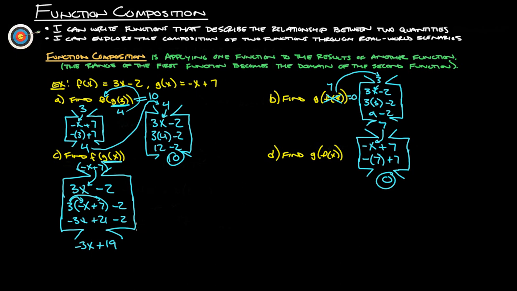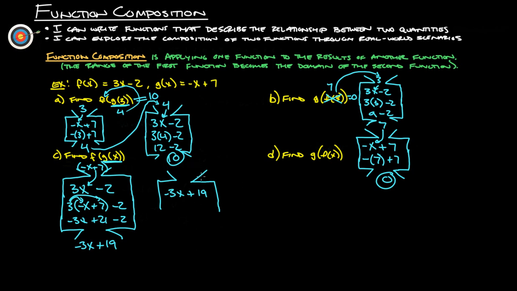Now, something that could be significant: if we wanted to find f of g of 3, we plug 3 into the g machine and take that result and plug it into the f machine. That should end up being the same thing as plugging 3 into this composition of functions right here. It's not asking us to, but I'm just showing you how composing functions works. We've got negative 3x plus 19.